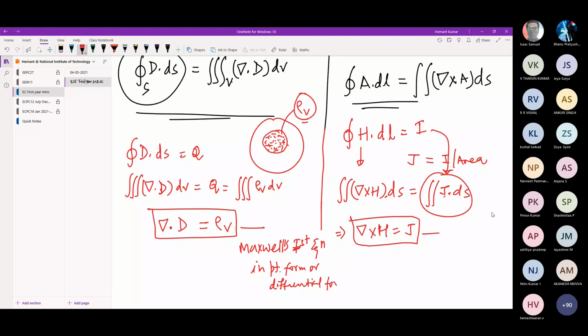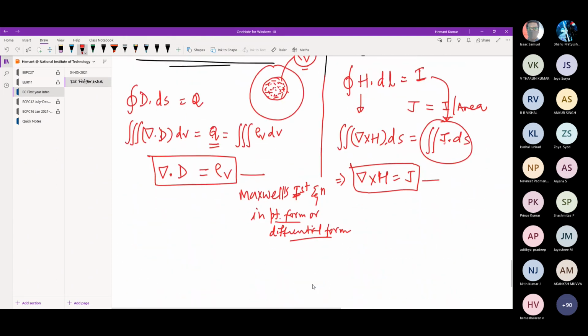Because these Maxwell equations are only valid when the charge is distributed or the current is distributed. If the charge is fixed at a particular point, this law is not applicable. Similarly here, this differential form of J is only applicable when the current is distributed. That's why it is known as the point form or the differential form. So this is the disadvantage of these two forms, the Maxwell equations in differential form. So this is all about the first two Maxwell equations.